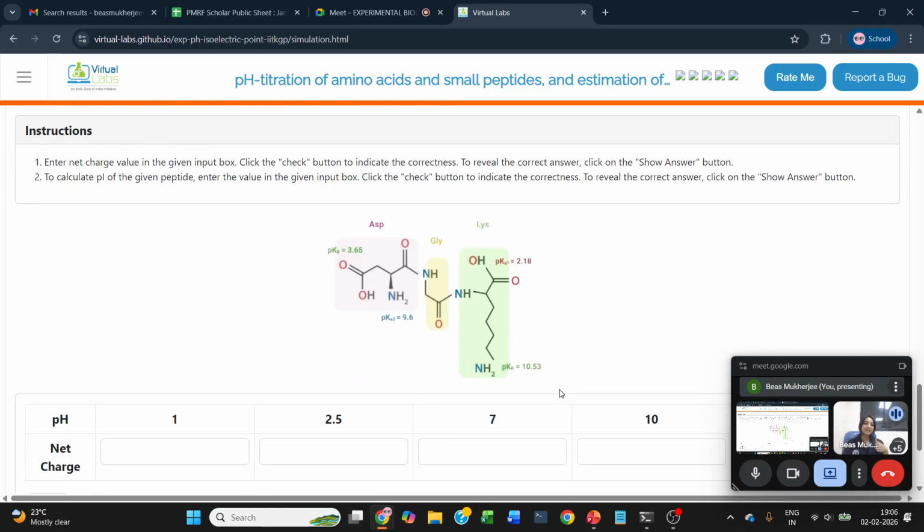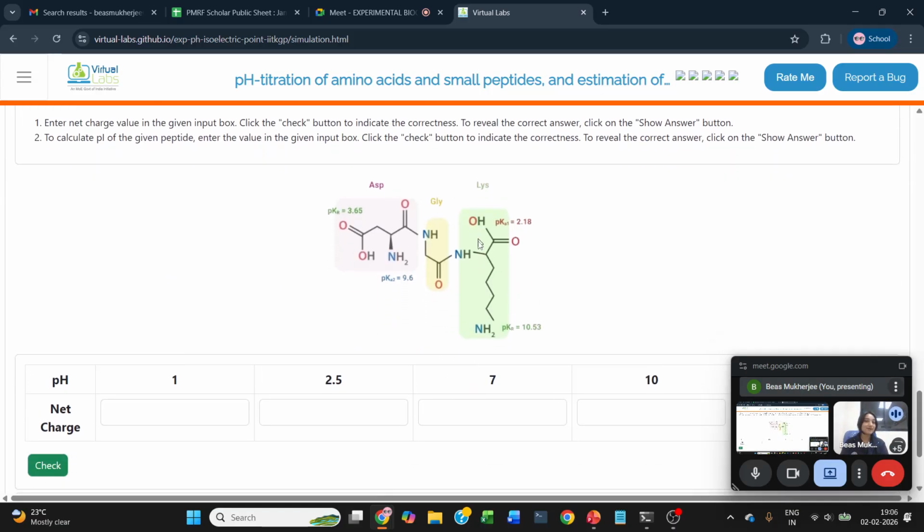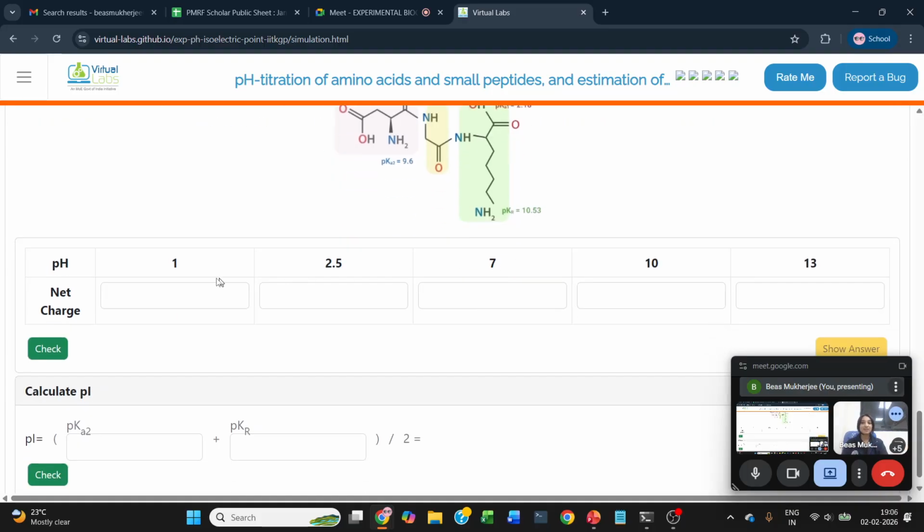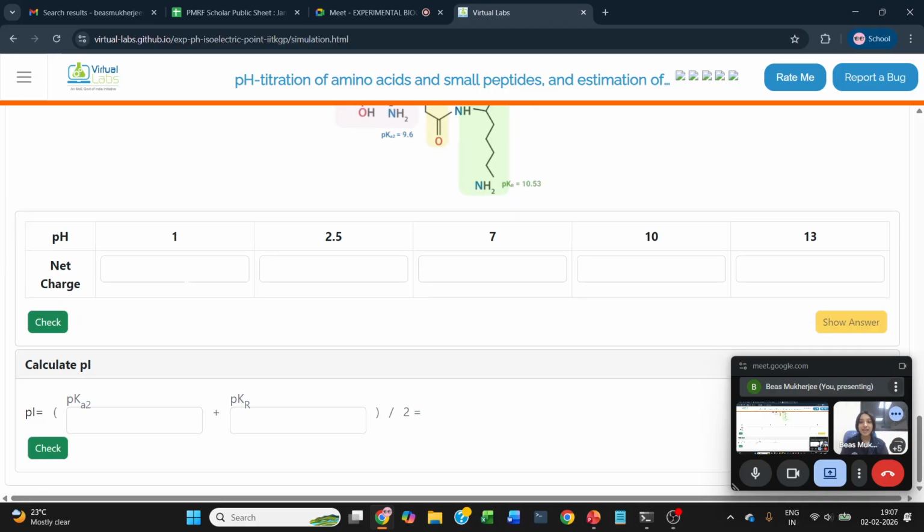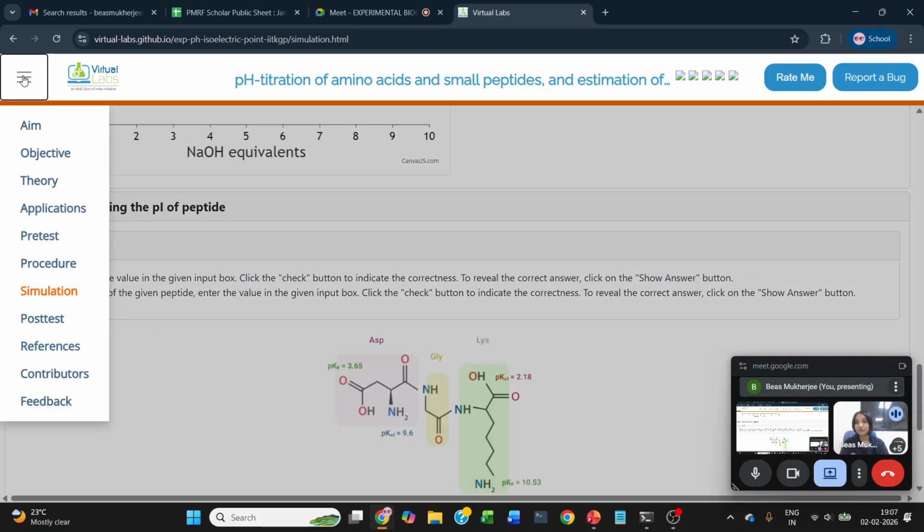Okay, and in part B we have this tripeptide that we already practiced. So you can practice here, you can write the net charge at different pH and calculate the PI, and then you can check and it is going to give you the right answer. Okay, so that is how you can do it.